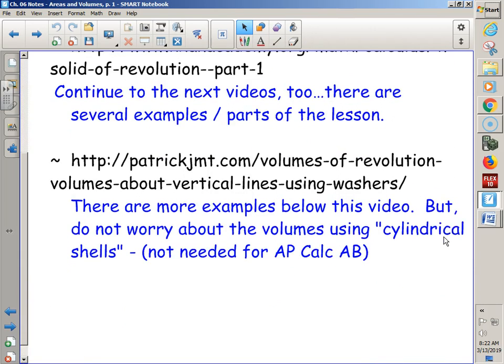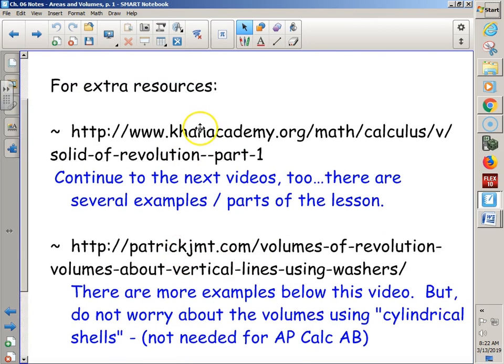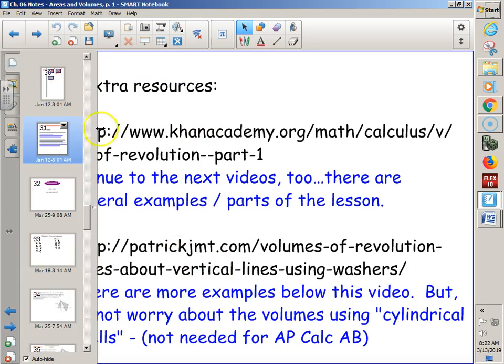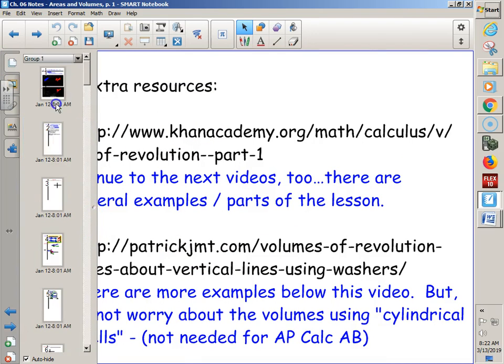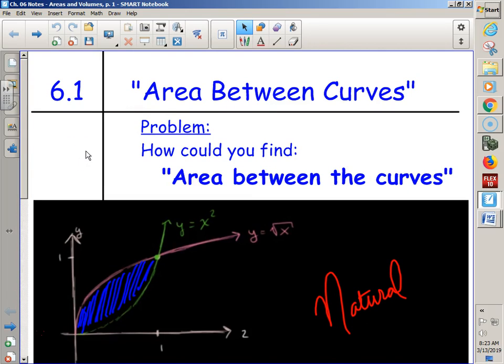Especially for section 6.2, because section 6.2 is a bit nasty. I have Patrick JMT's and CalcAB's, but if you guys just remember that I'm saying this chapter is the areas and volumes section, you can find that topic pretty quickly on any of those online tutors. Calculus, help, areas, volumes, you'll find them.